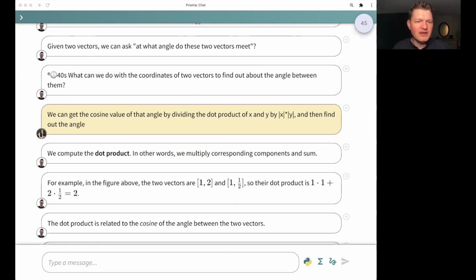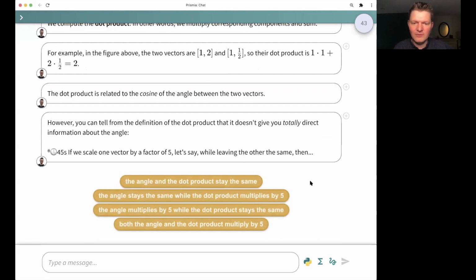This is worth thinking about to help you remember how the formula works. You can tell from the definition of the dot product that it doesn't give you totally direct information about the angle. There's a little something else mixed in there. And here's how you can tell. Suppose we scale one of the vectors by a factor of 5 while leaving the other vector the same. Then what happens to the angle and the dot product after we do that scaling by a factor of 5?